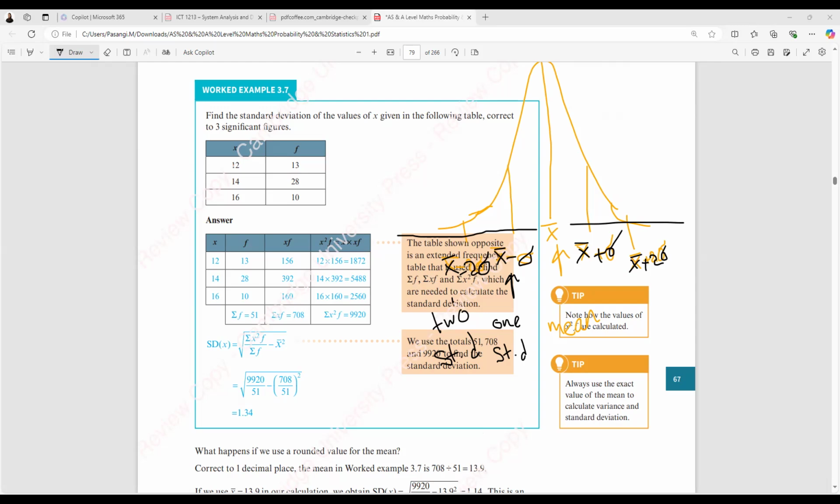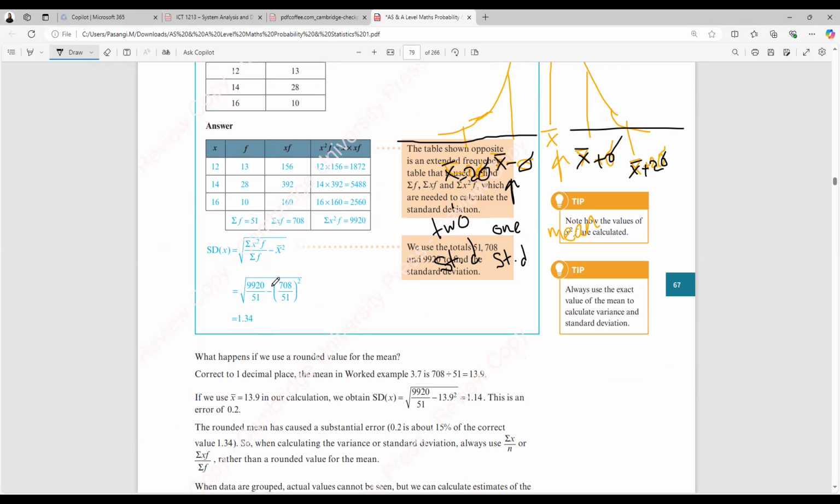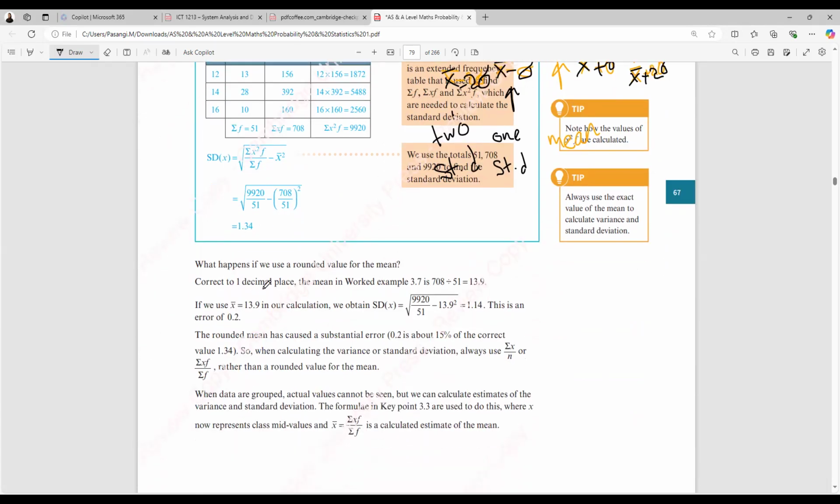Okay, that is also done. Now what they're saying, there's nothing new. Anyway, it is only the substitution of the values that is done.